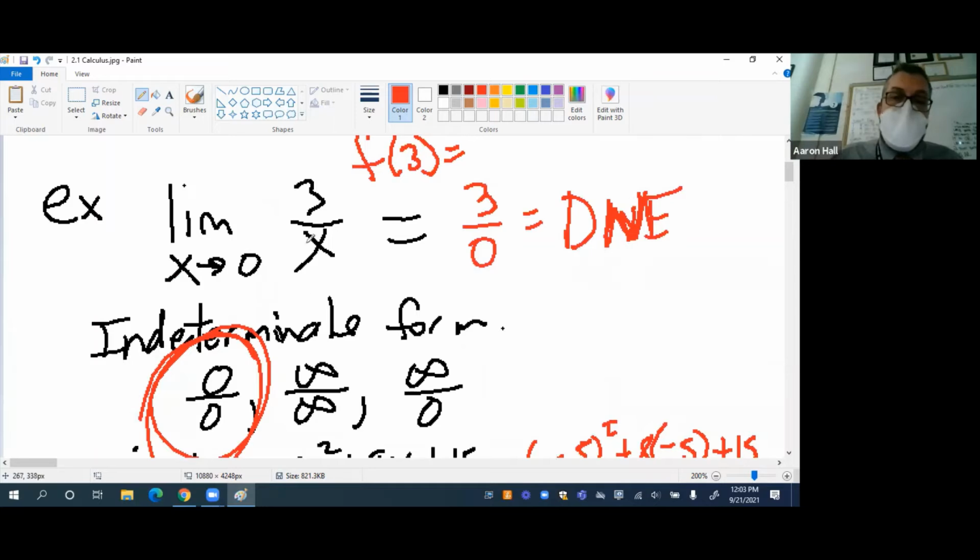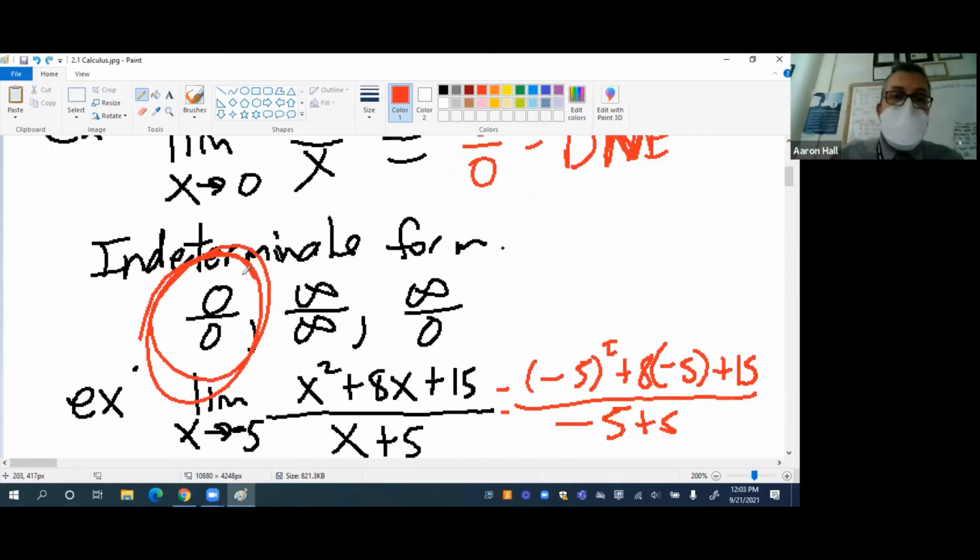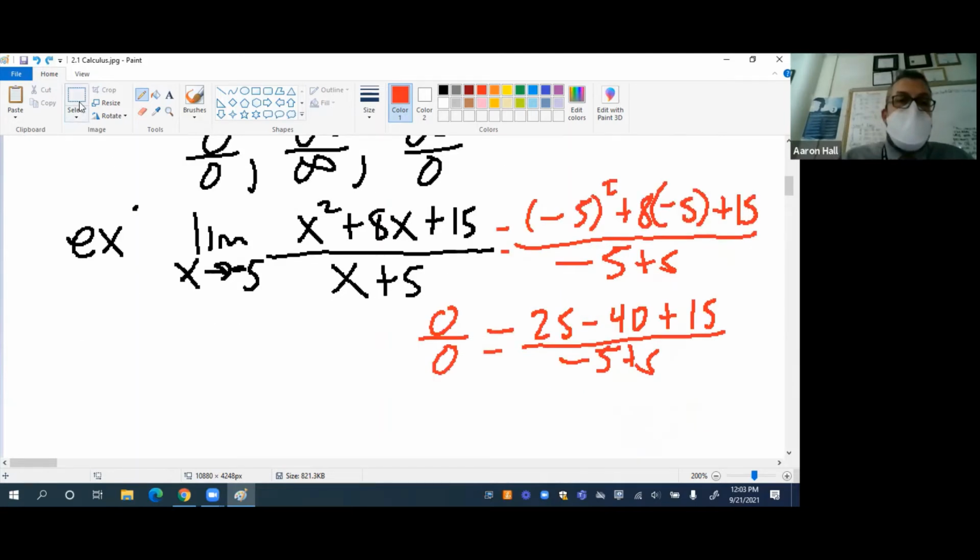If I have 3 over 0, is that indeterminate? No, it's just undefined. It's clearly undefined. Now, it seems like this would also be undefined, but we don't know because it's indeterminate. So we're going to try to figure this out.